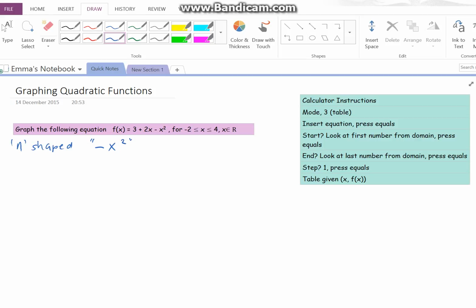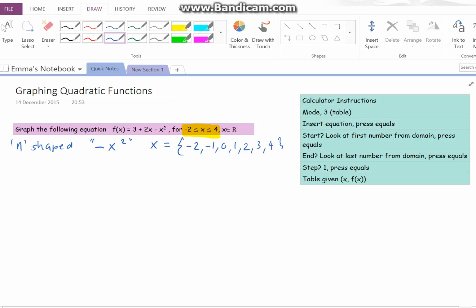Unlike in linear graphs, when we graph quadratic graphs, we must graph every number for our x value. So if we look at the domain here, the domain is really important. So minus 2 is less than or equal to x is less than or equal to 4. So the numbers that we have within that value are, we're going to let x equal to minus 2, minus 1, 0, 1, 2, 3, 4.